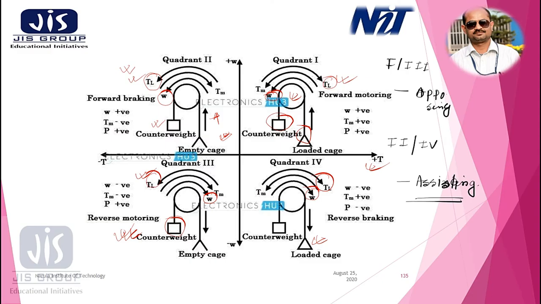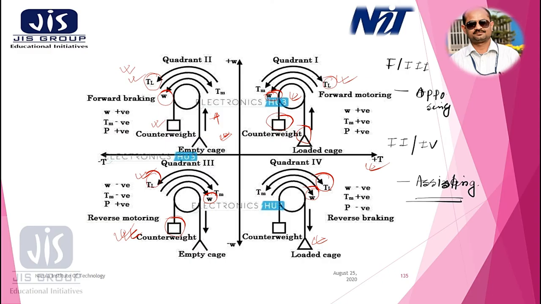Now, this mechanical brake has certain disadvantages: it requires frequent maintenance, replacement of the brake shoe is required at regular intervals, its life is shorter, and the most important thing, braking power is always wasted as heat. Now, we can overcome this by using electrical braking.